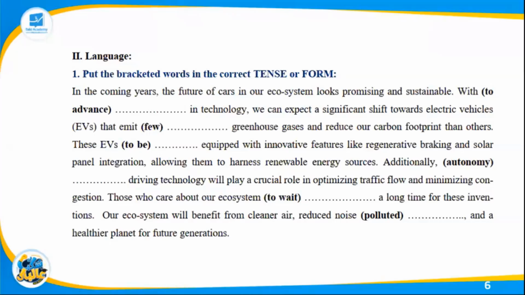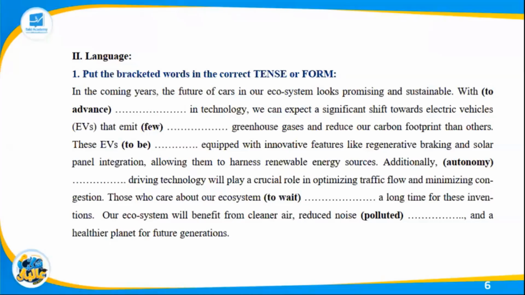In the coming years. Let's ask: which tense are we speaking about? Tenses are the verb forms, okay? The future, the past, the present, and we have all of them. You gave the right answer. He says in the coming years, which means he's speaking about the future, okay?